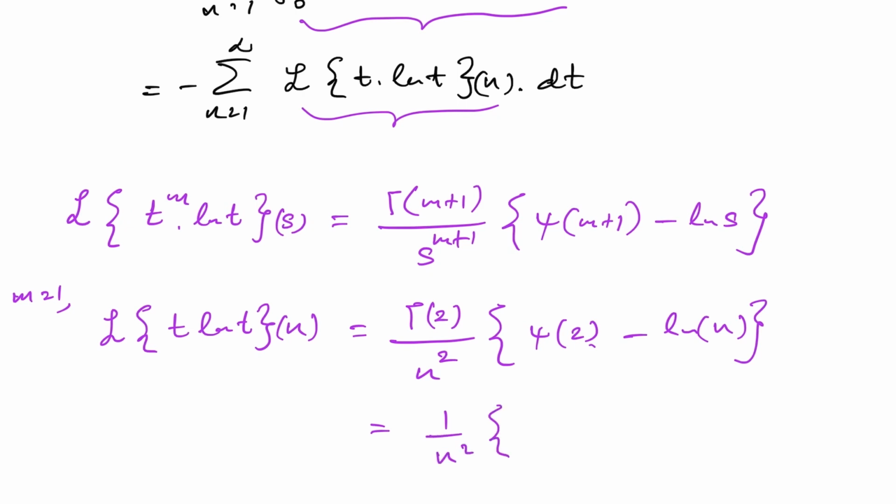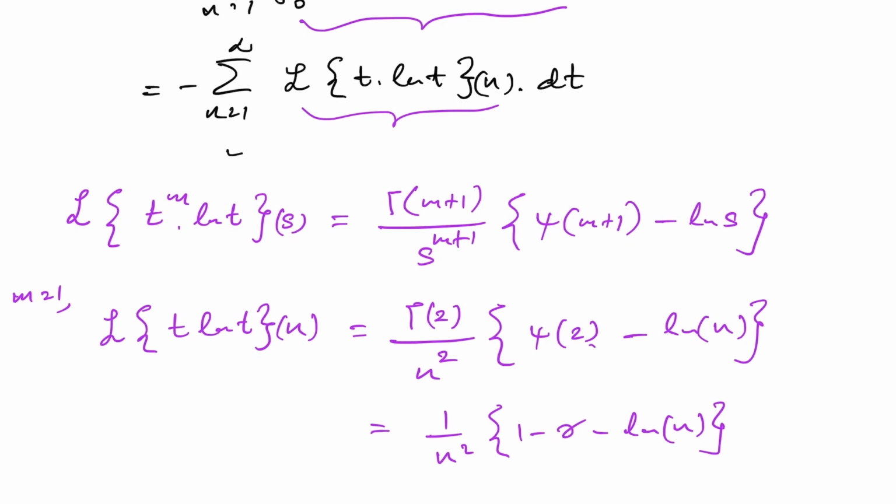Digamma of 2 we know is 1 minus gamma. We also discussed the integer values of the digamma function in the previous video, so you can watch it by searching for digamma function videos. So here, minus natural log of n. Okay, this is the Laplace transform of t times natural log of t. Then we can plug in.